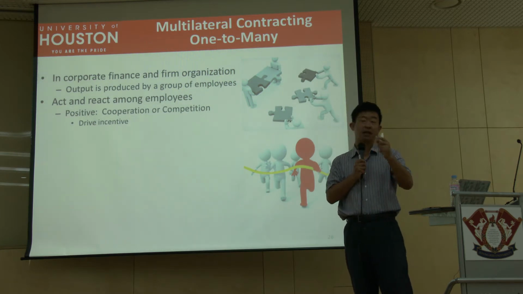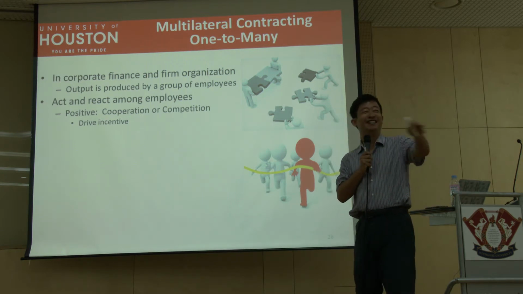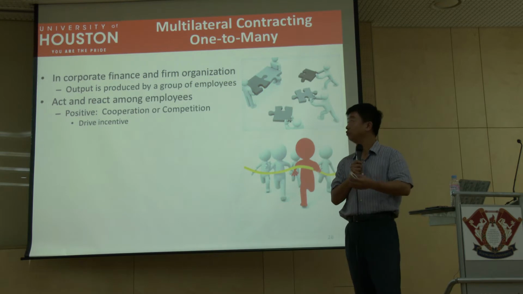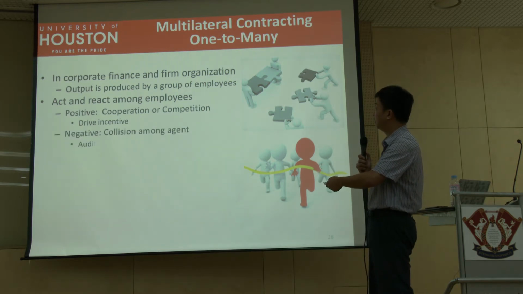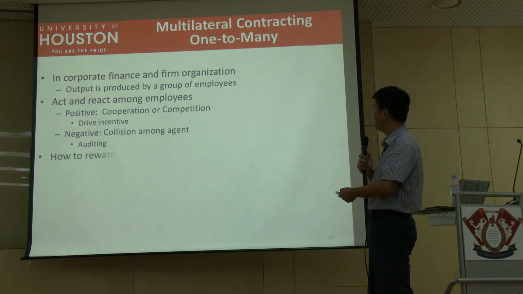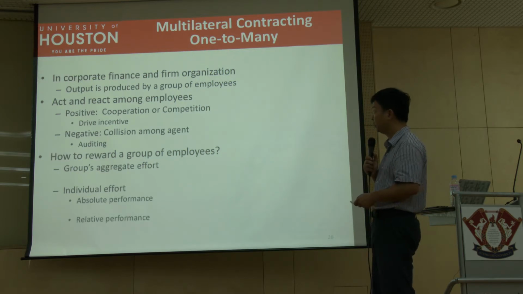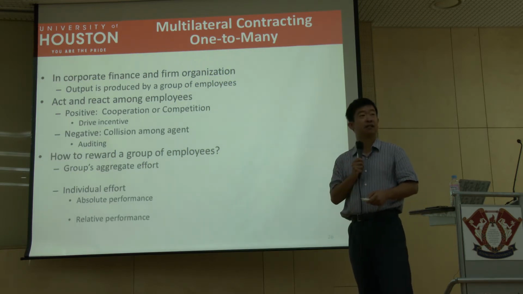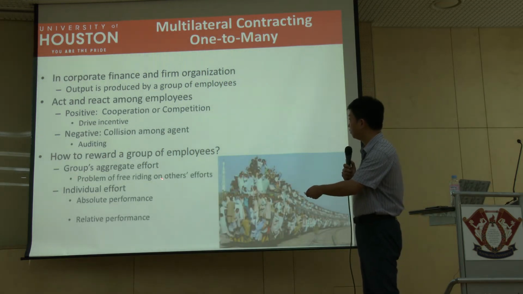And in your company, everything, for example, how many people design the iPhone? Samsung, okay. They need a lot of engineers to work together. So you need teamwork. You try to cooperate to drive the incentive. And if you have collusion, then you try to have auditing for that. So the question is, how to reward a group of employees, so that this project going is successful?